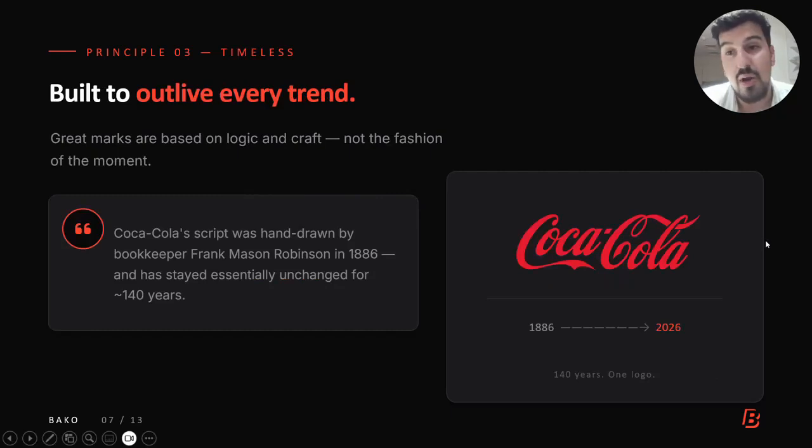Moving on to number 3, a logo needs to be timeless. So it's not about following trends and following something that's good today and is gone tomorrow.